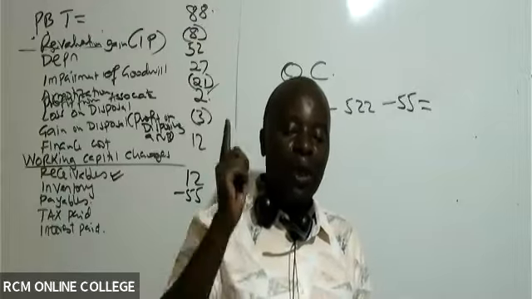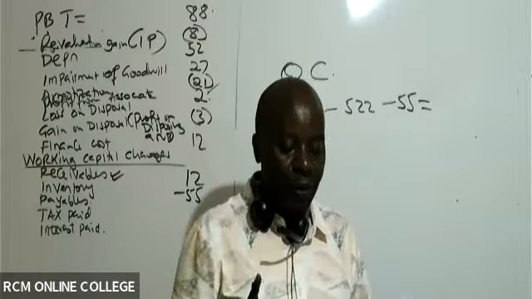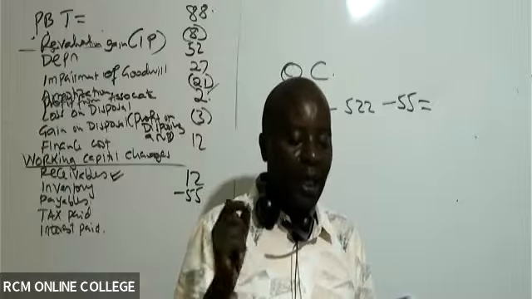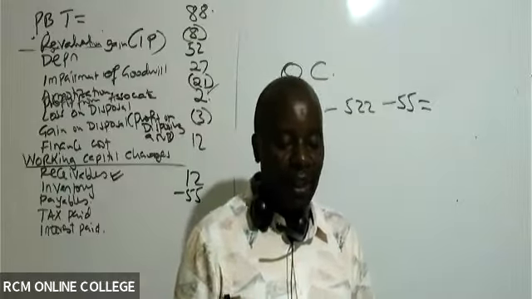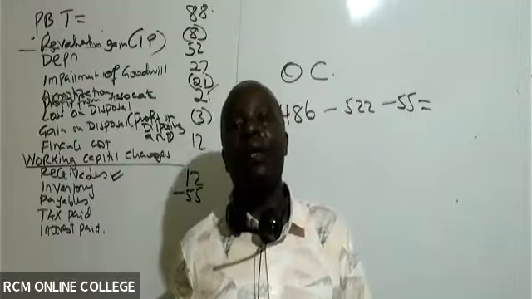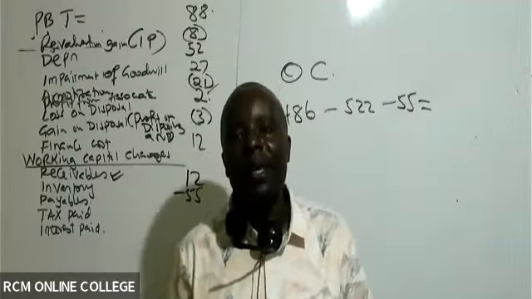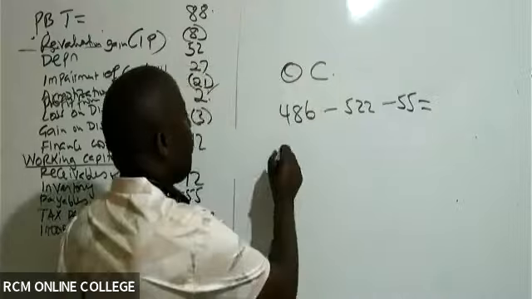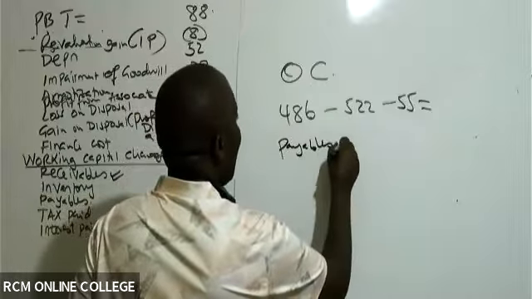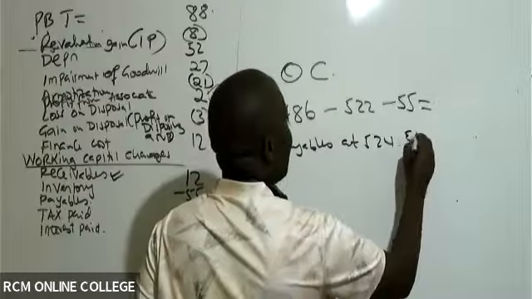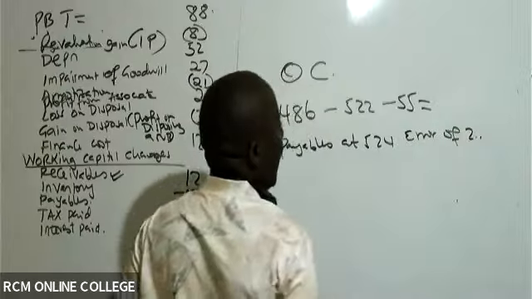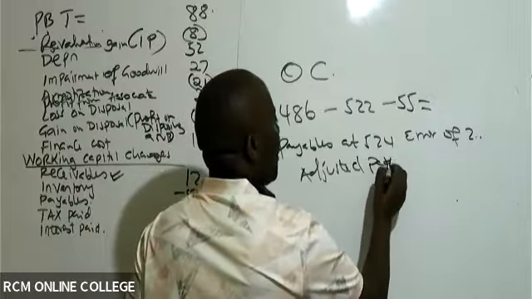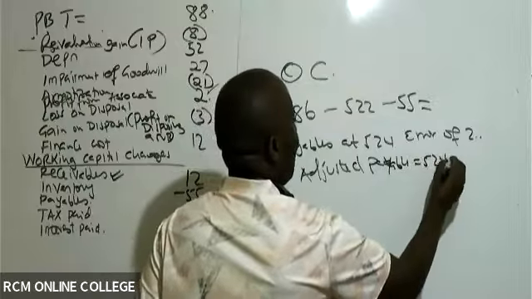Included in trade and other payables at the reporting date, when your payables are 524, is 2 million that relates to property, plant, and equipment purchased during the period. They purchased PPE worth 2 million. That lazy accountant took that figure to payables. So payables in this case at 524 has an error of 2. So the adjusted payables will be 524 minus 2.